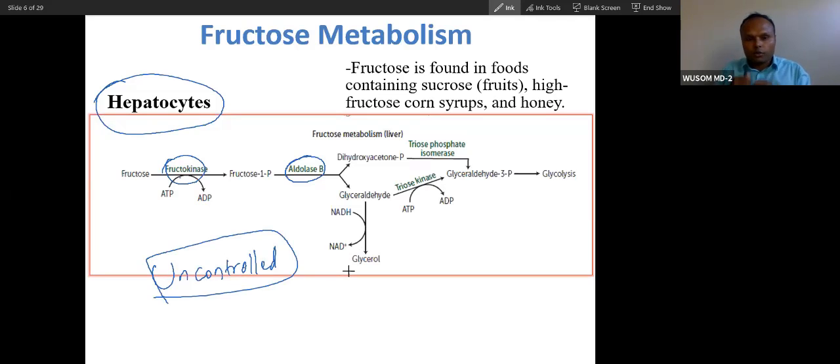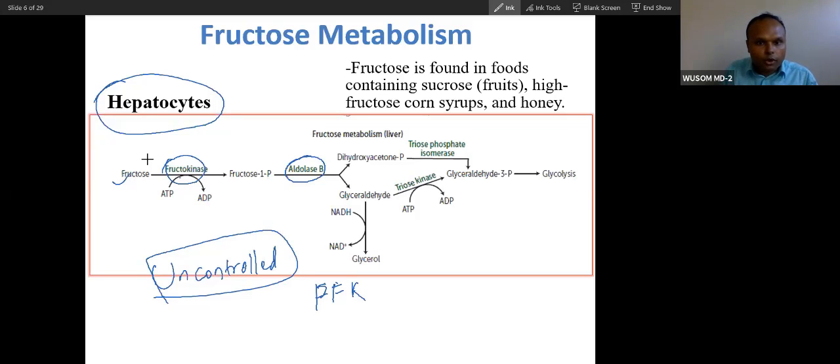It becomes an uncontrollable pathway because it bypasses a very important regulatory step, that is called phospho-PFK. So it is like an uncontrolled horse.